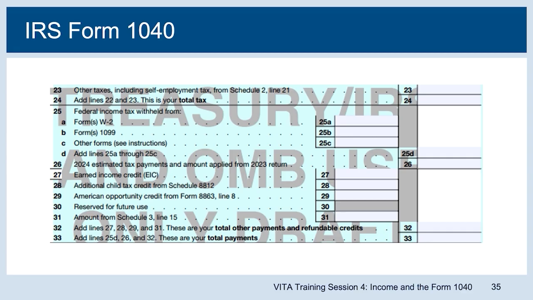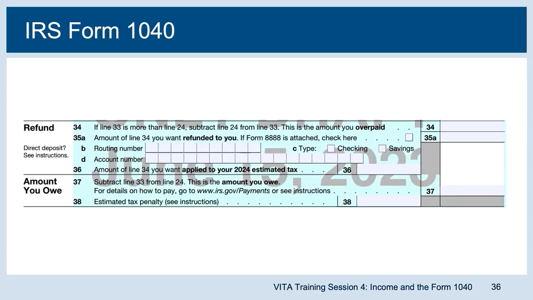Line 27, Earned Income Tax Credit. Line 28, Refundable Child Tax Credit, attach Schedule 8812. Line 29, American Opportunity Credit from Form 8863, Line 8. Line 30, reserved for future use. Line 31, enter amount from Schedule 3, Line 15. Line 32, add lines 27 through 31. These are your total other payments and refundable credits. Line 33, add lines 25D, 26, and 32 for your total payments.